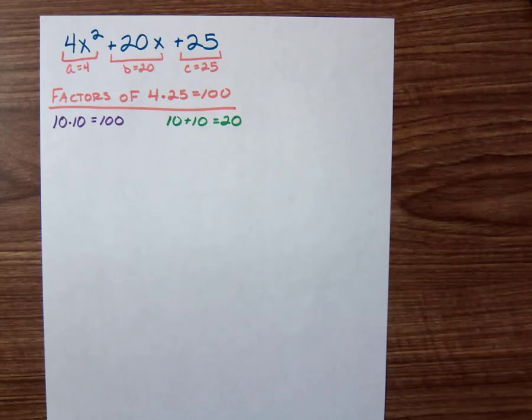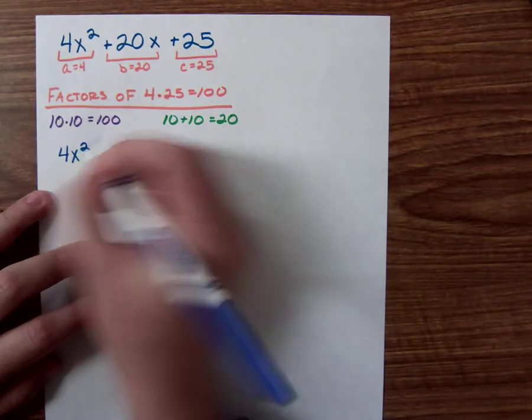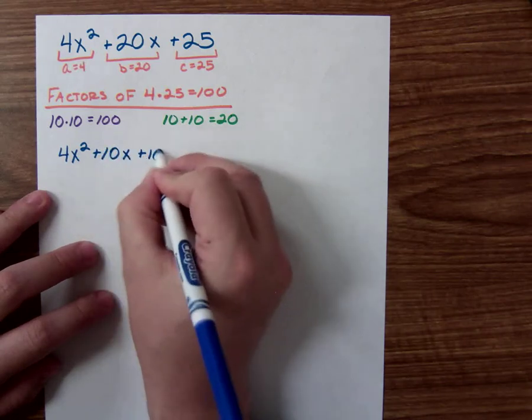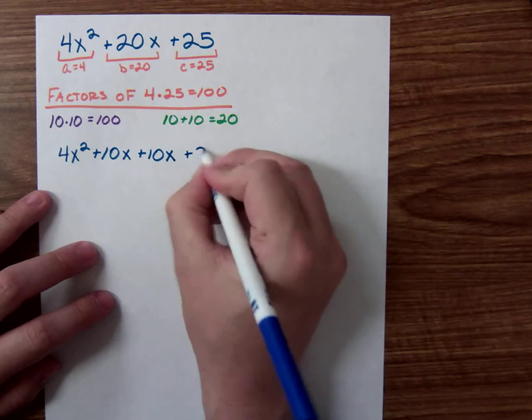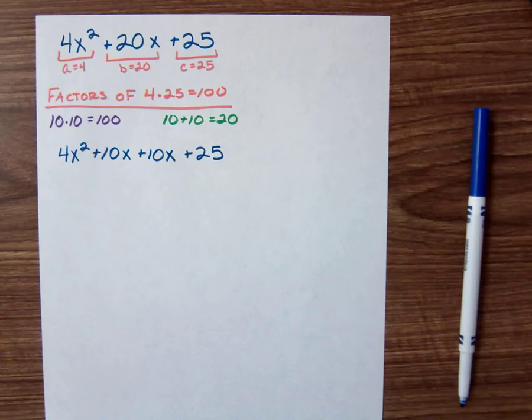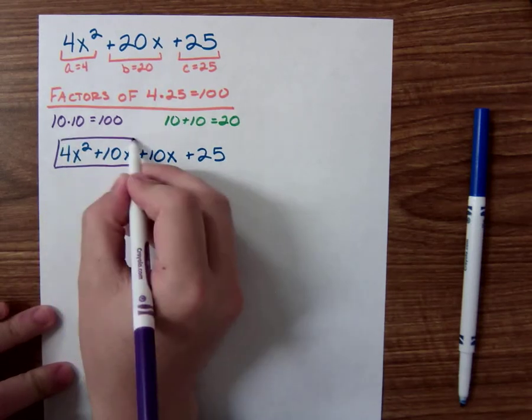So we're going to take that 20x and we're going to split it into 10 and 10. So the 4x squared stays the same. The 20x becomes plus 10x plus 10x. And the 25 on the end is just 25. Now what? Now let's group them. Good idea.